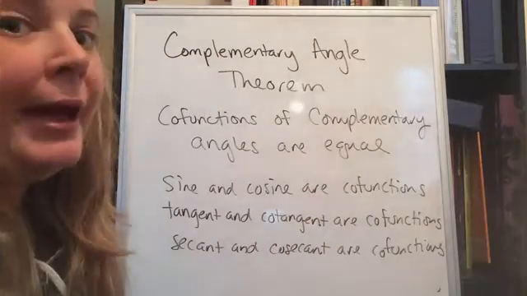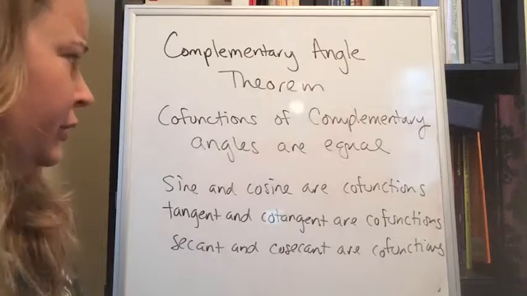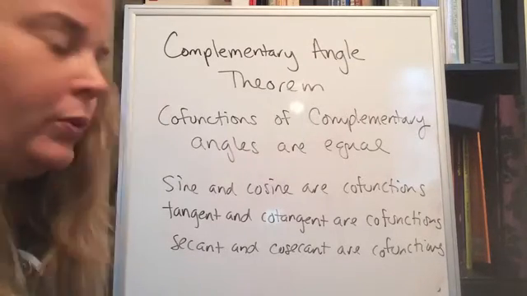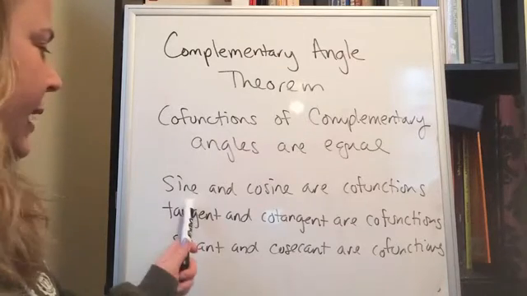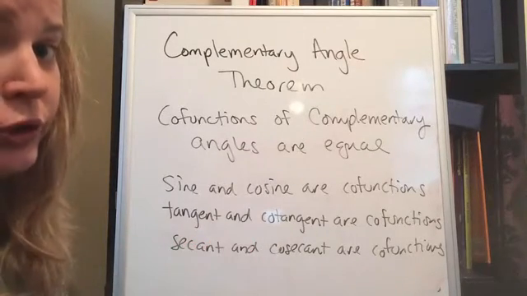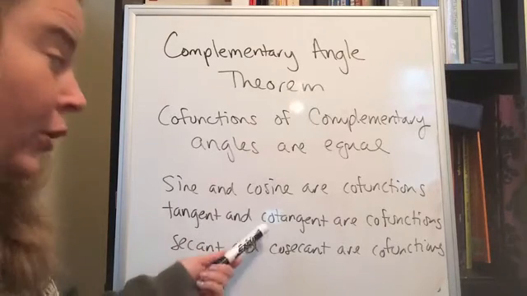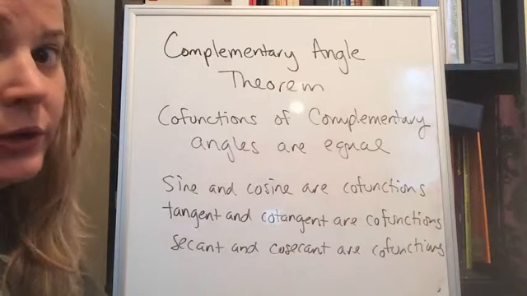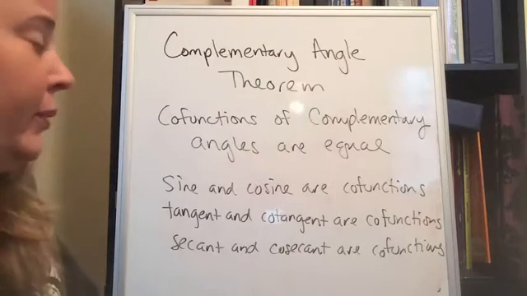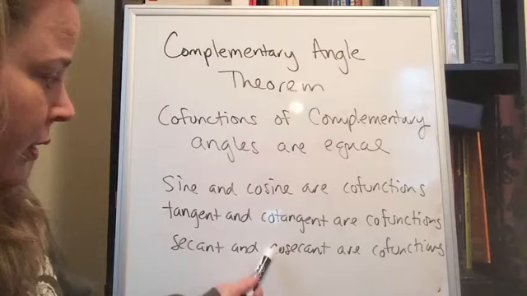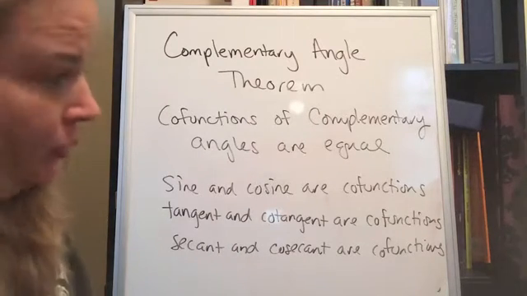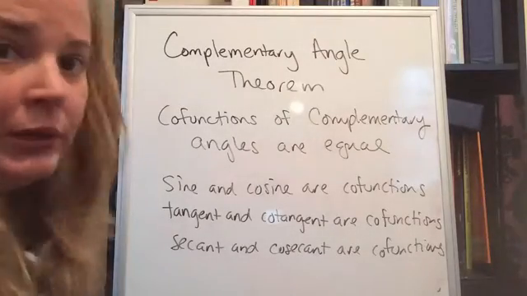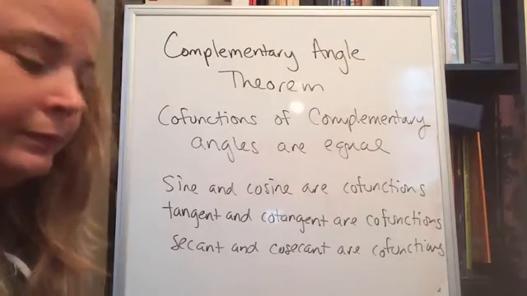Okay, the complementary angle theorem states that cofunctions of complementary angles are equal. Well, we haven't discussed what cofunctions are. Sine and cosine are cofunctions. Tangent and cotangent are cofunctions. And secant and cosecant are cofunctions. Cofunctions are easy to remember because of the co in front of each of the names: sine and cosine, tangent and cotangent, and secant and cosecant are all cofunctions.